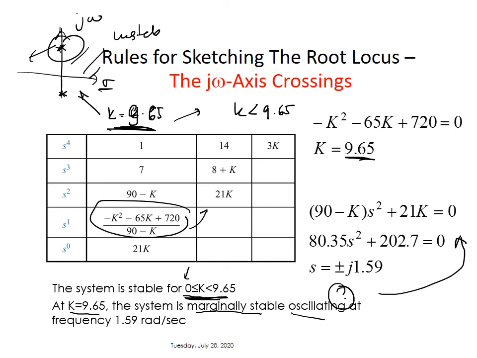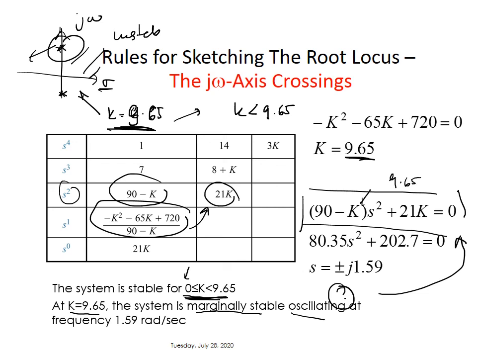row. On top of it, you have this equation, which is 90 minus k s square plus 21k. So you construct this equation of 90 minus k s square plus 21k equals 0, right? And then you replace k with, of course, 9.65, and try to find the value of s, the roots, right? And then you'll be able to see that the roots are basically at plus minus j 1.59. So this is basically the value of that oscillation, or the value of that j omega axis crossing.